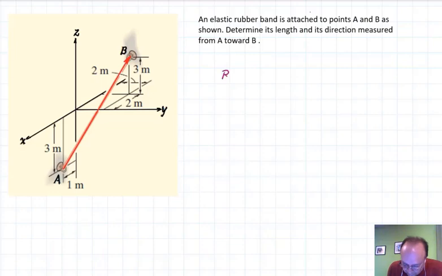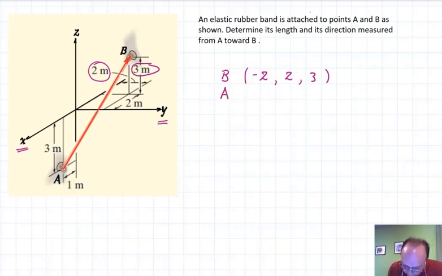So point B, in the x direction, here is the x-axis. Point B has -2. In the y direction, this is the y direction, so the distance from the origin in the y direction will be this distance, 2 meters here. And in the z direction, 3. So those will be the coordinates of point B.